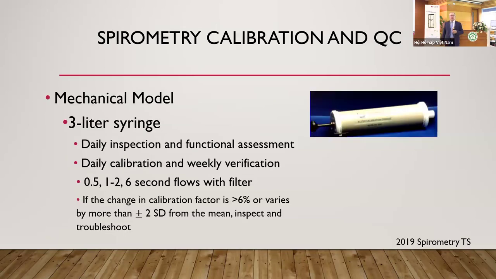So we use a 3-liter syringe to calibrate the flow sensor of a body box, just like we use the 3-liter syringe to calibrate the flow sensor in a spirometer.